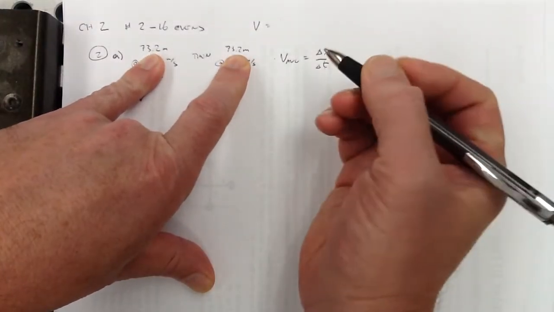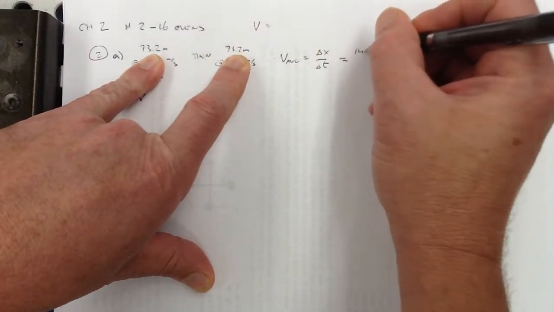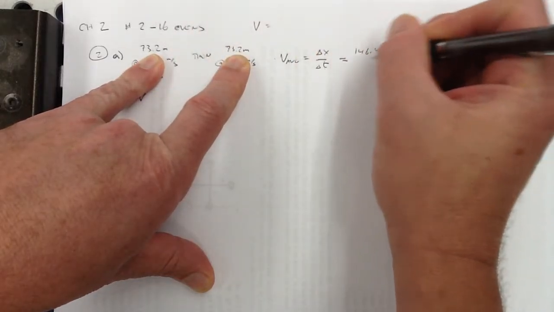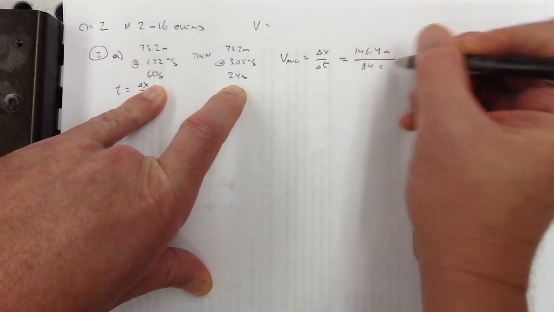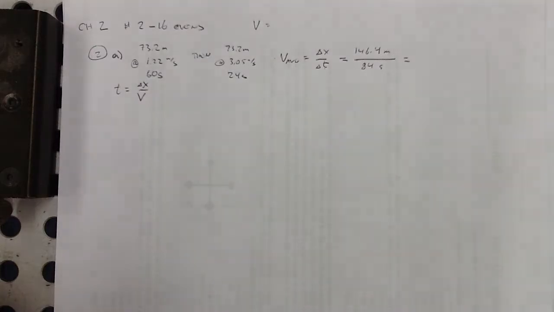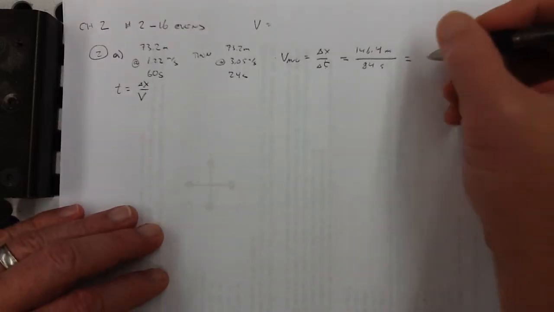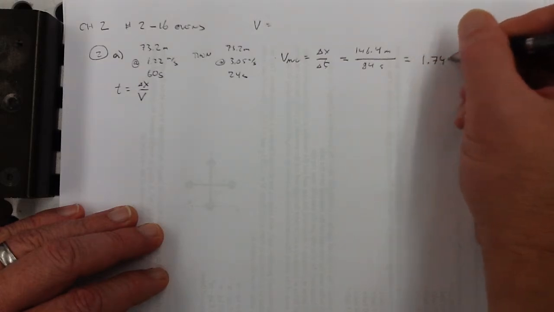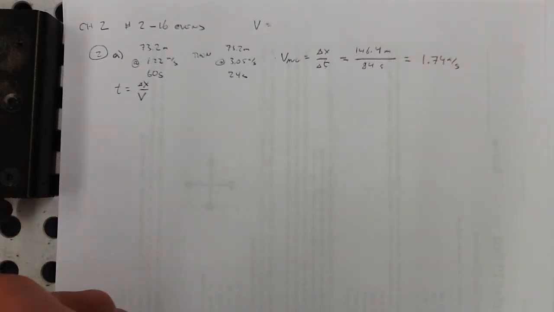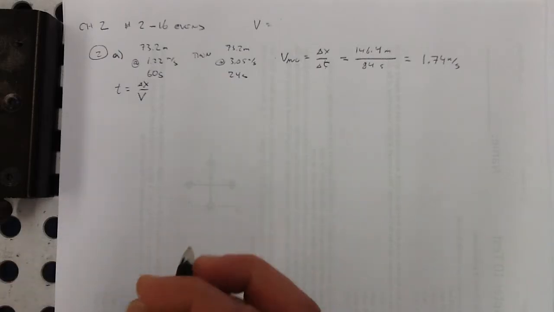This is just on a straight track in one direction, not turning around, so it's going to be 146.4 meters in a total of 84 seconds. So it looks like I'm getting 1.74 meters per second for that.